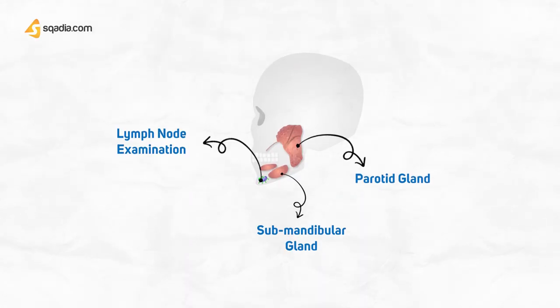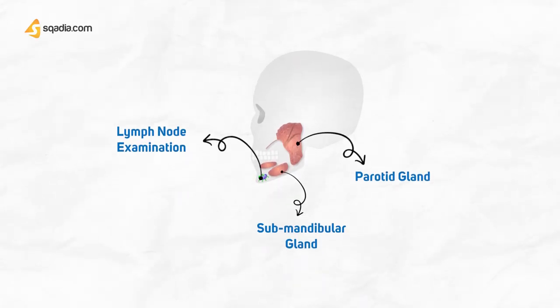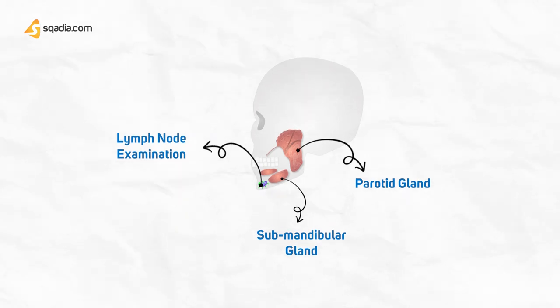Normally, the palpation of the glands is painless. However, enlarged glands can be painful on palpation and may indicate acute inflammation or infection. The next examination is the examination of the lymph nodes. For that, stand behind the patient and use both hands. So far, all the examinations that have been done are done by using both hands.